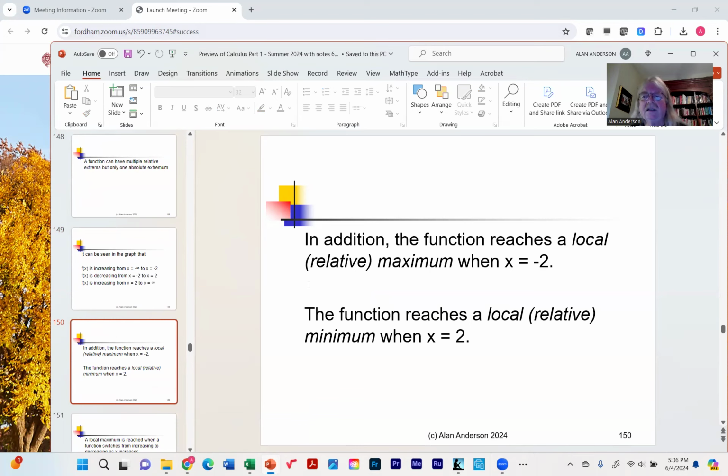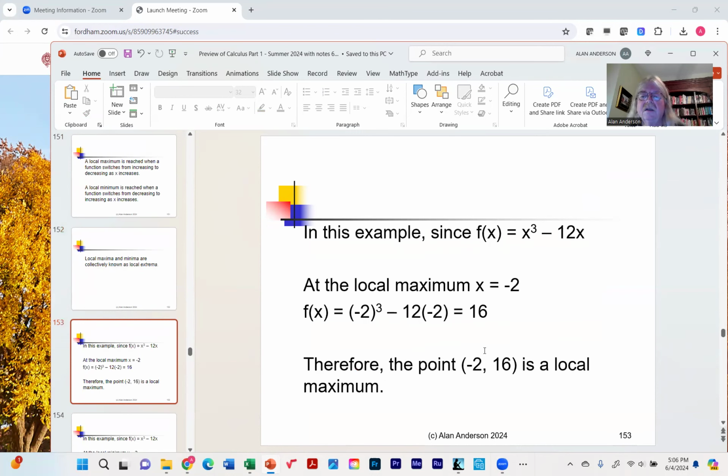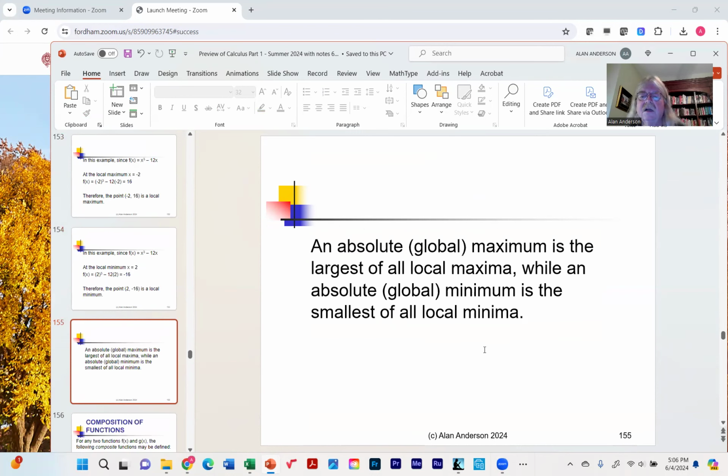Also, in math, like in many other disciplines, there can be many words that mean the same thing. The word relative is sometimes referred to as local. So when you hear the word local or relative maximum, it means it's the largest value within a certain region or neighborhood. When you have a relative or local minimum, it's the smallest value within that region or neighborhood. And also, the word absolute is sometimes called global.